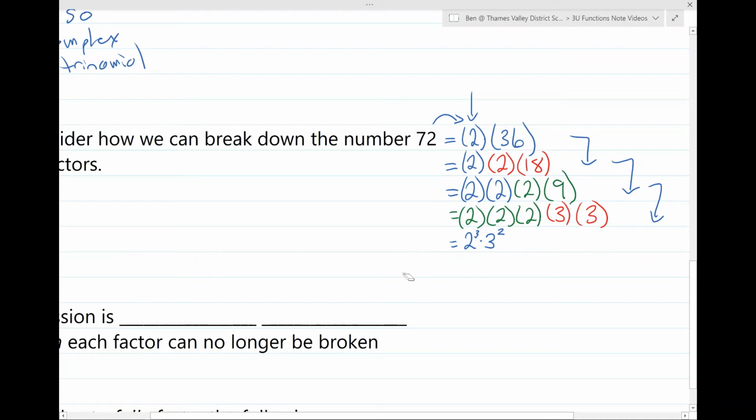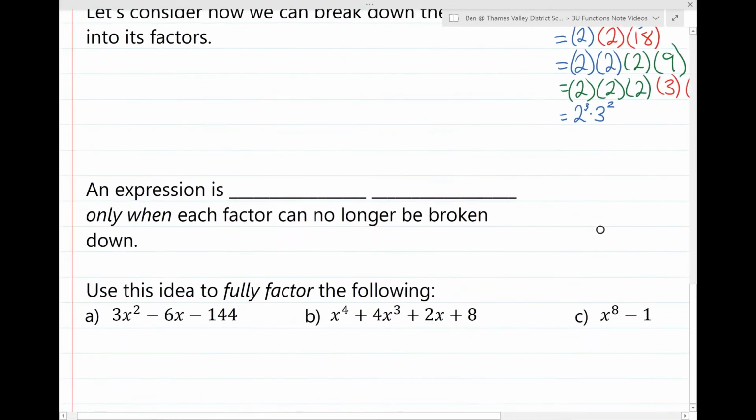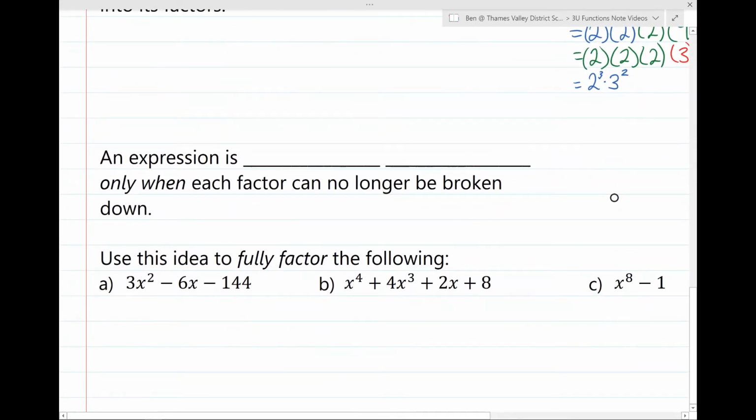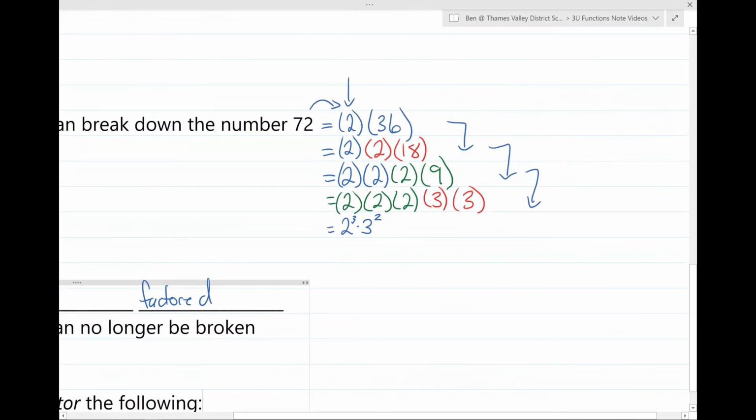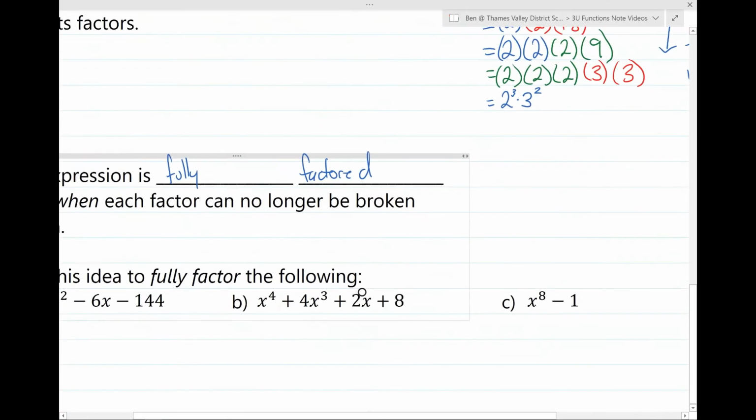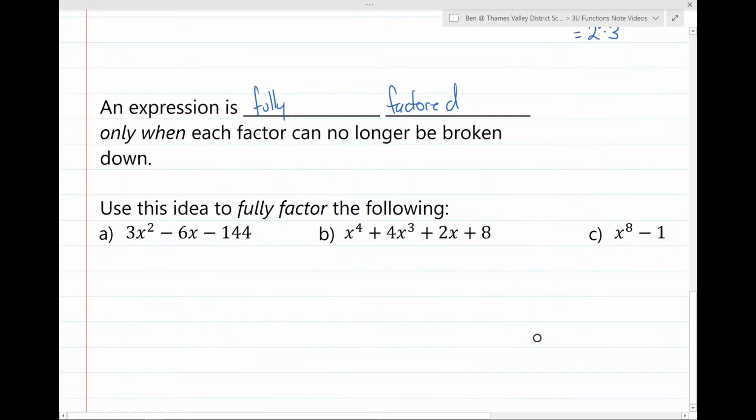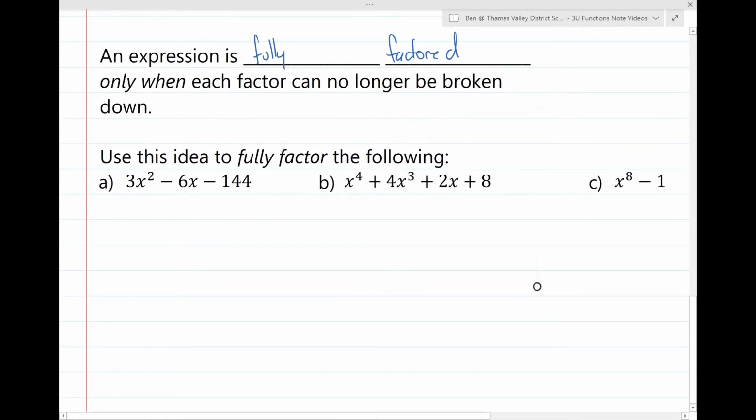That's going to be the same way we set up our problems if we're factoring an expression when we're trying to find it in a fully factored way. Now, let's move on. So an expression is fully factored only when each factor can no longer be broken down. And we could see up here we only stopped when each factor could no longer be broken down. So we'll use this idea to try and fully factor the following.